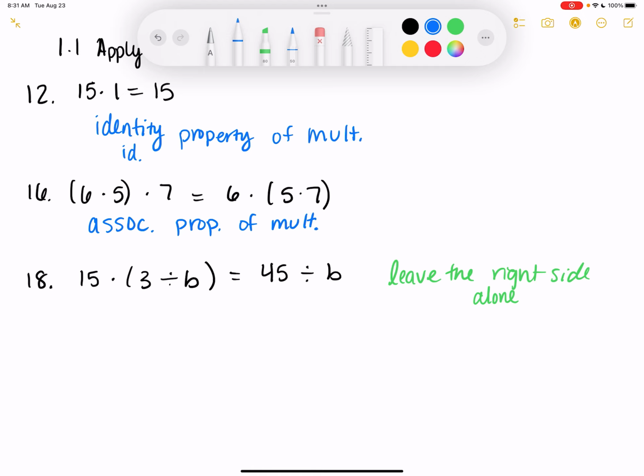Okay, so we're just going to do stuff to the left, okay? Leave the right side alone, and we're going to justify each step. So the first thing that I'm going to do, leave the 15 alone, then do the 3, okay? And then from the properties, we don't really technically have something for division, so we're going to change it to multiplying by 1 over b, okay? And the reason for that, it's the definition of division.